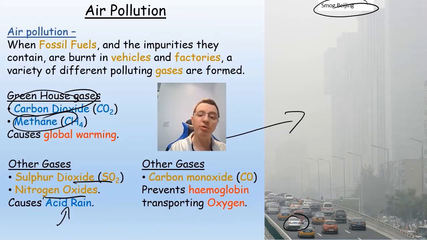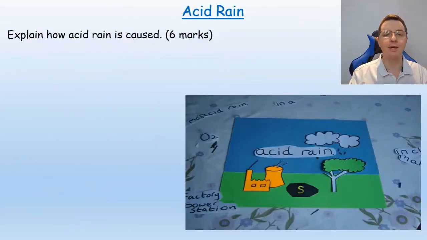There are also, of course, carbon monoxides, which will be poisonous, damaging, and preventing hemoglobin from transporting oxygen. So how exactly is acid rain caused? Well, pause the video right now, see if you can write yourself a 6-mark answer for this question, and then I'll give you some help with a little video and a gap fill to see how much progress you've made in your answer.